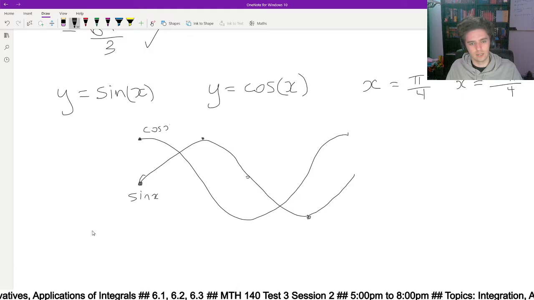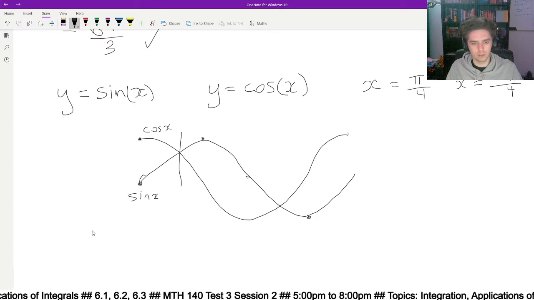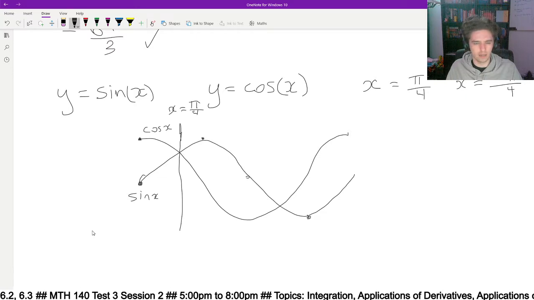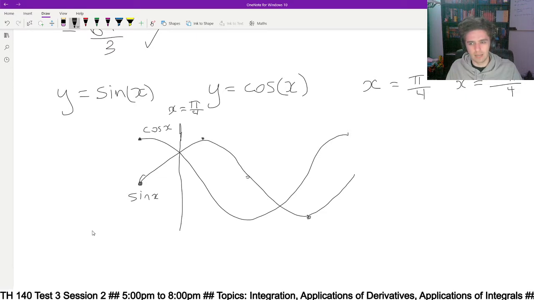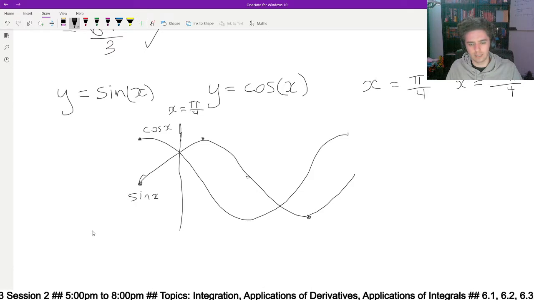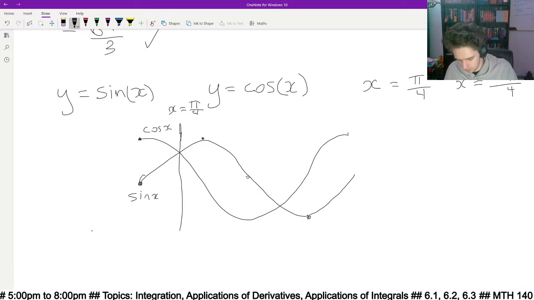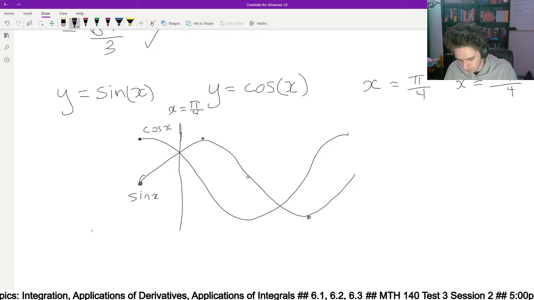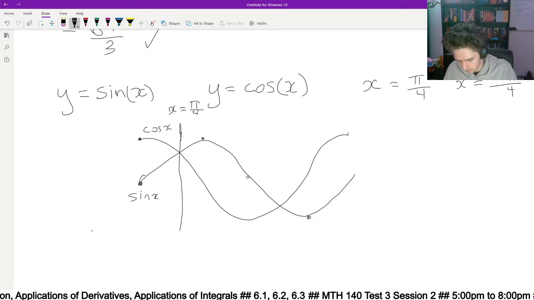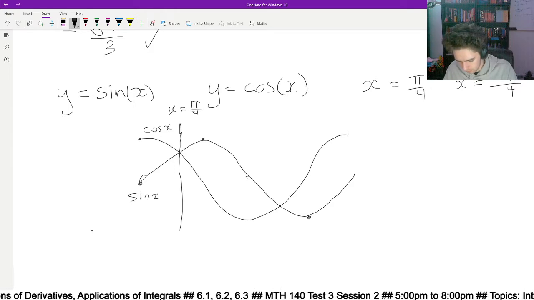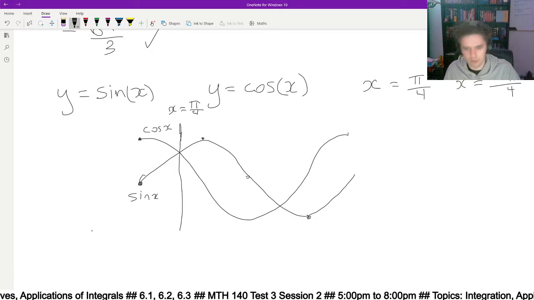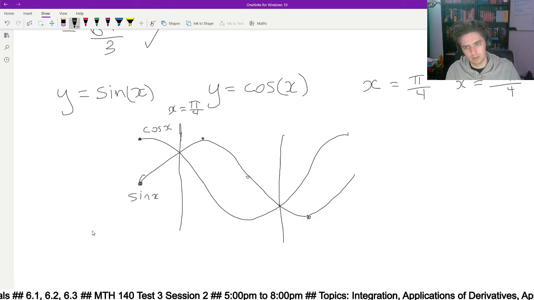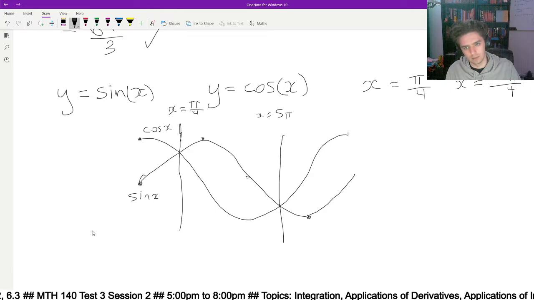That's our cos x. Pi over 4, I'm almost certain, is where they intersect here. So that's x equals pi over 4. We can check that, but I'm pretty sure that's right. And then 5 pi over 4, is that where they intersect again? Let's see, is cos of 5 pi over 4 divided by sine of 5 pi over 4 equal to 1? Yes, so that's where they intersect again, x equals 5 pi over 4.